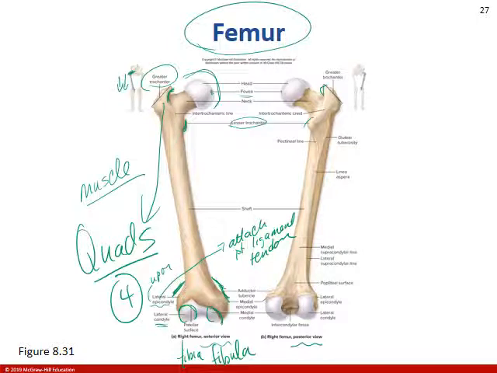The condyles are where we're going to see the actual articulation. So condyles are kind of rounded structures, right? So these rounded structures are going to help glide, and you're going to see they're going to be attached to the tibia. We'll see how the fibula is really just a supporting bone.